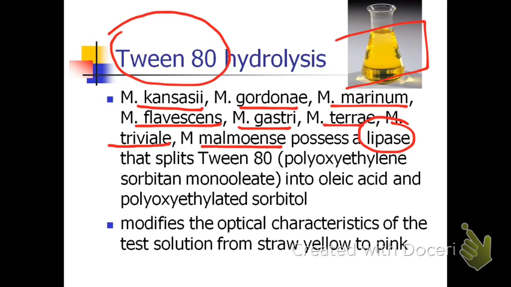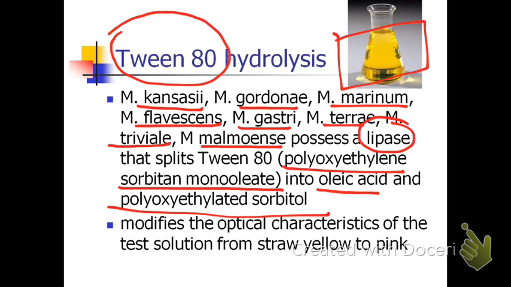So this one, Tween 80, or the polyoxyethylene sorbitan monooleate. Once this lipase enzyme from this organism splits Tween 80, the product would be oleic acid and polyoxyethylated sorbitol. So it modifies the optical characteristic of the solution from straw yellow to pink. So this one means it is uninoculated yet, so it's straw yellow. Then eventually, if it's positive, then it will become pink.